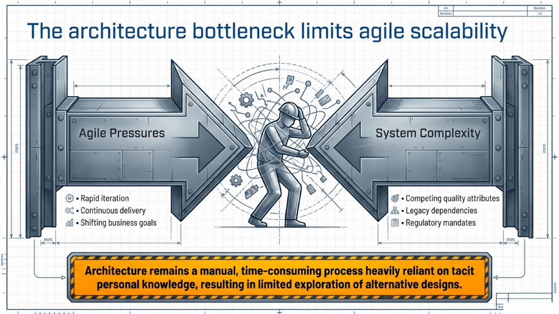Let's start with the core problem we face today. The architecture bottleneck is severely limiting agile scalability. On one side, engineering teams are crushed by agile pressures, such as the need for rapid iteration, continuous delivery, and shifting business goals. On the exact opposite side, they face massive system complexity driven by competing quality attributes, legacy dependencies, and strict regulatory mandates. Caught in the middle is the architect.